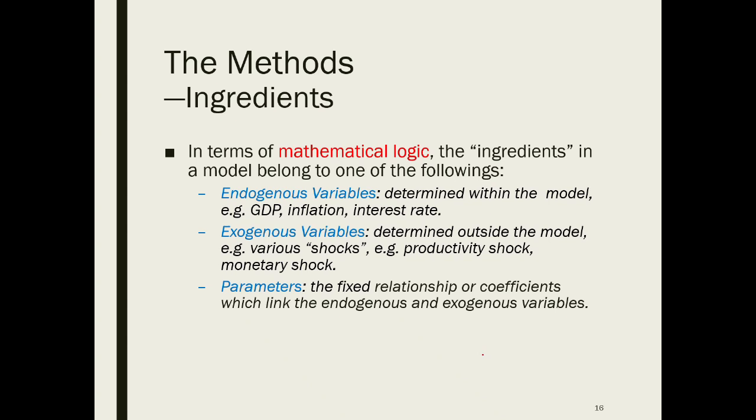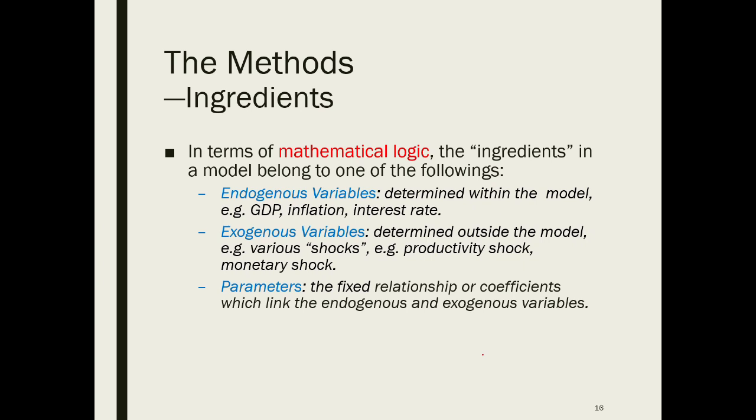On the other hand, a model also has some exogenous variables, which are used to explain the endogenous variables. The exogenous variables are determined outside the model, including various shocks like productivity shock and monetary policy shock. Apart from endogenous variables and exogenous variables, a model also needs some constant or time-varying parameters to connect endogenous and exogenous variables to form the model equations.